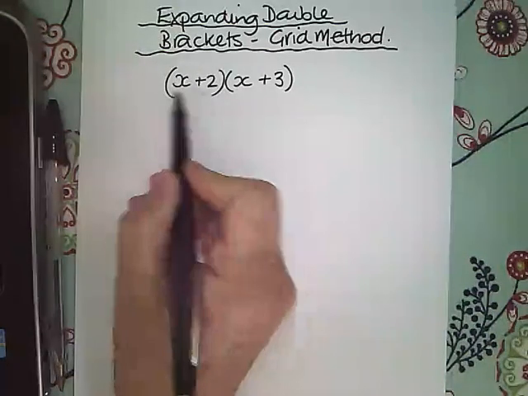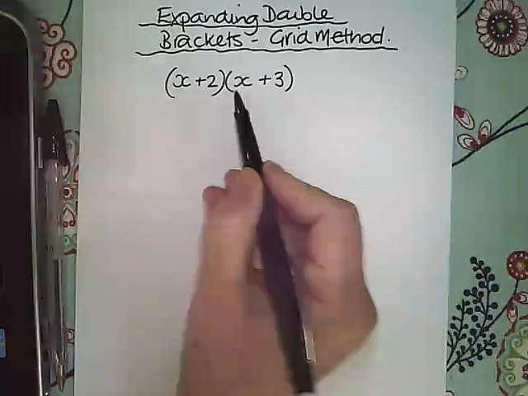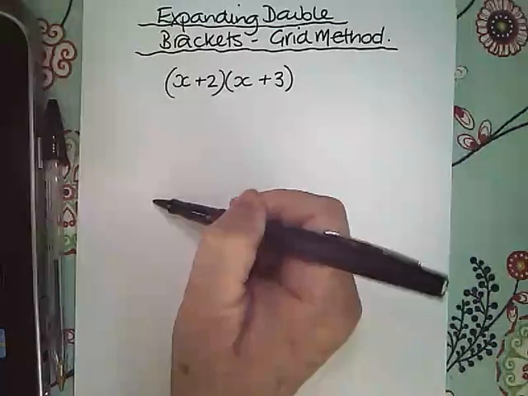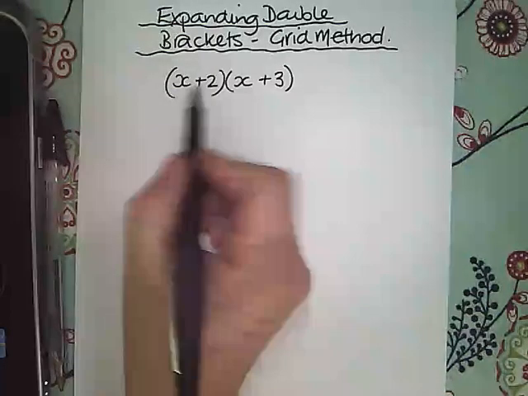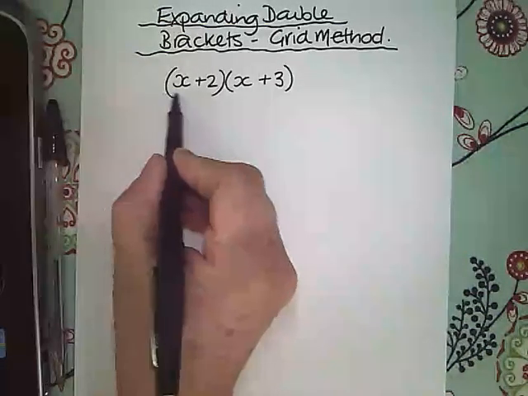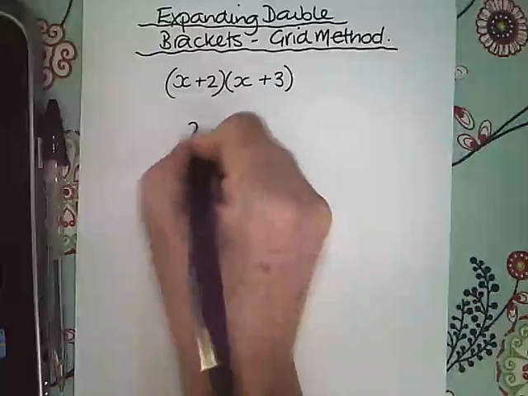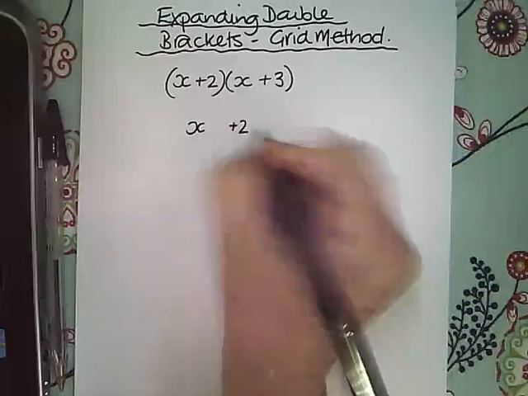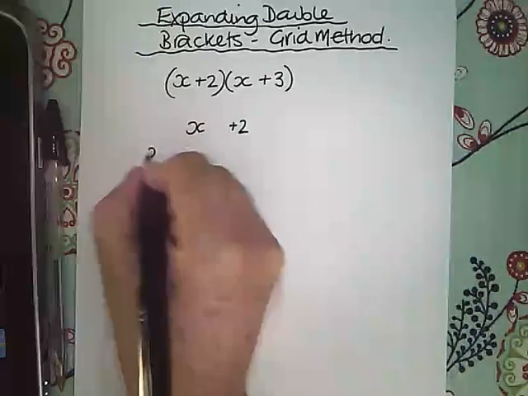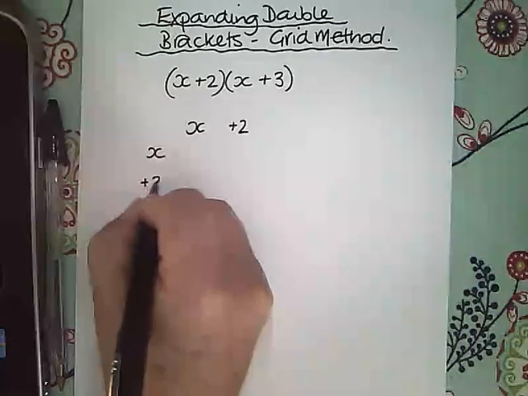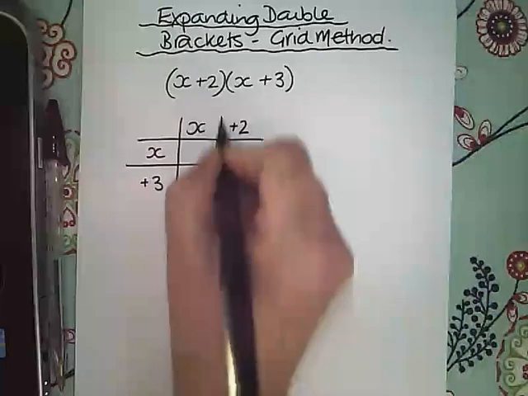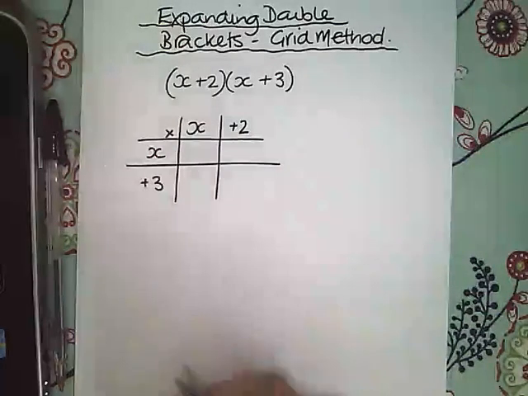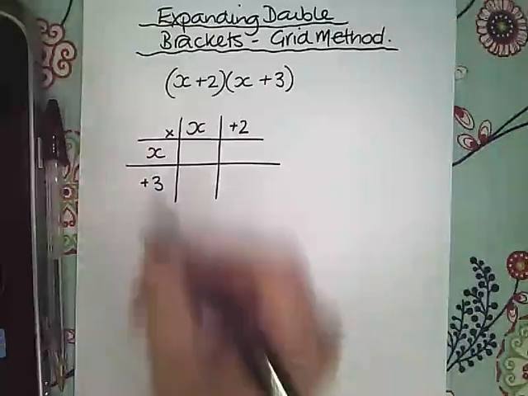I always put the first bracket along the top of the grid and the second bracket down the side of the grid. If you always do the same thing, then it becomes a much more simple process, so don't try and switch it around. If you're just starting out practicing this, then put the first bracket along the top like this, x, and then the plus 2, and then down the side we'll have the x and the plus 3. And we draw our grid in like we would if we were doing a grid multiplication, and we multiply it together and fill in the boxes.